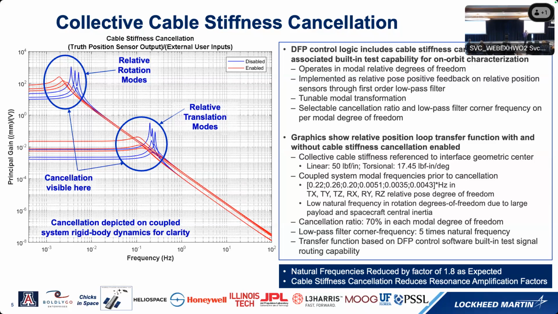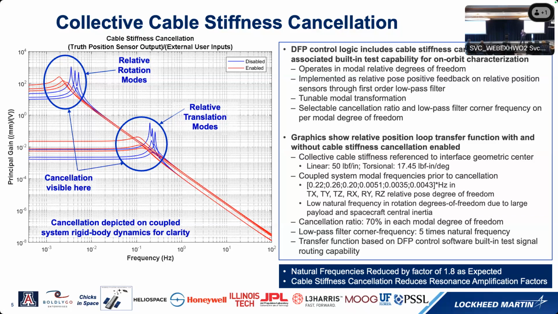That pre-compensation is what allows us to close the loop for the relative position between the spacecraft and the payload at a relatively low bandwidth, below the common frequency of the cables.